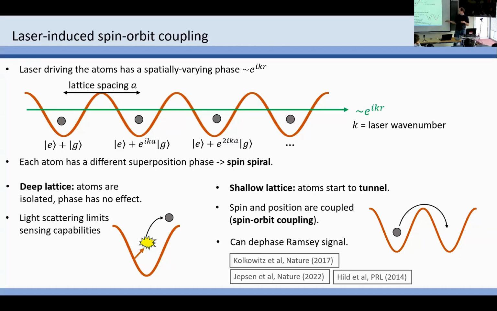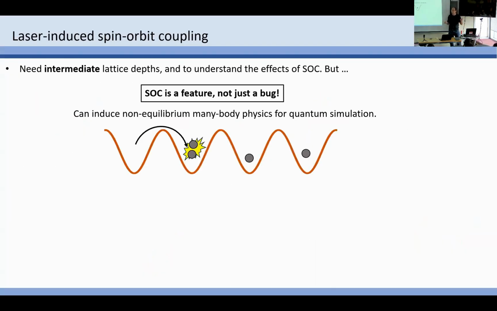That has been studied in several experiments. So in principle, you ideally want to operate at some kind of intermediate lattice depth, for which we will have to understand the effects of the spin-orbit coupling, at least perturbatively. But if there's one message I want to get across throughout this whole talk, if I get through it, it is that this spin-orbit coupling is not just a bug, it is a feature.